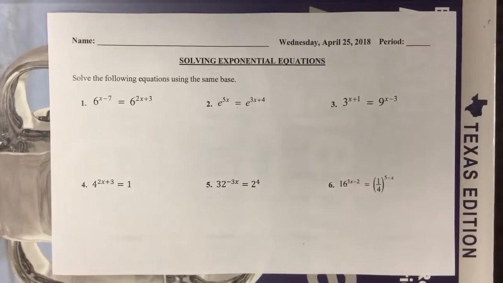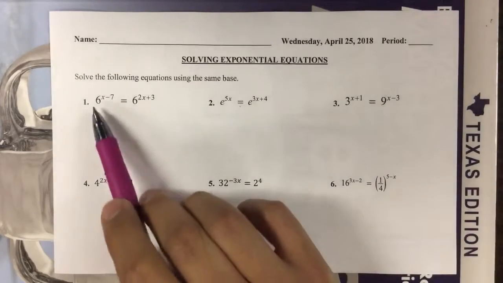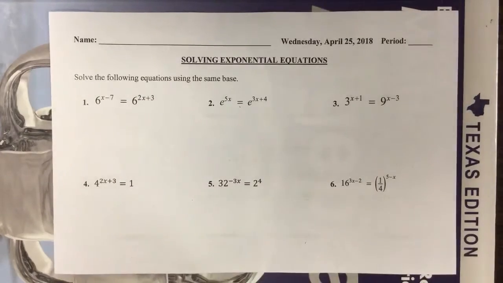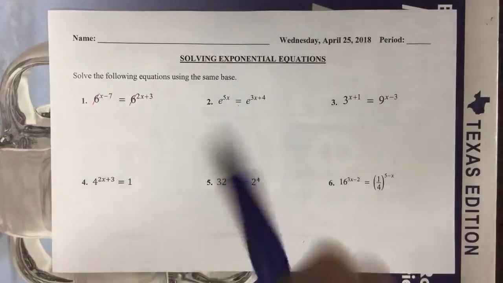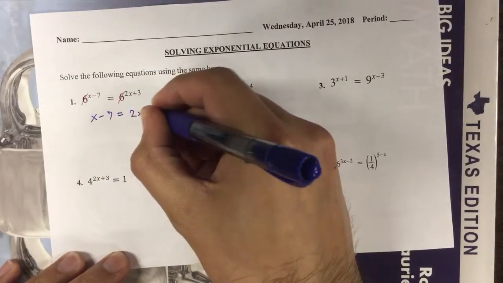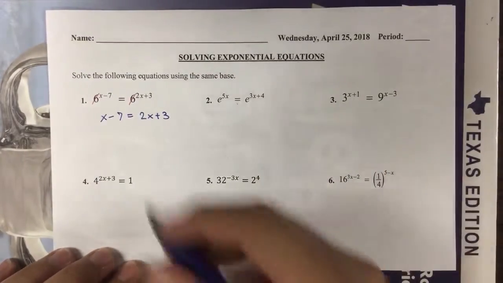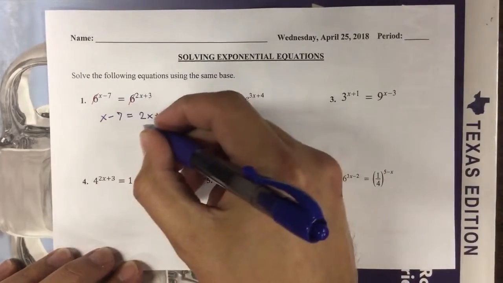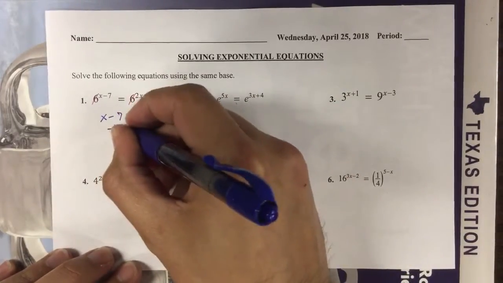So if you look at number 1, your goal is to get the bases to be the same. So if we have 6 and 6, they just cancel out, and your powers are going to drop. From there, you just solve the equation. In this case, I'm going to subtract this x, and I'm going to subtract the 3, and there you go.